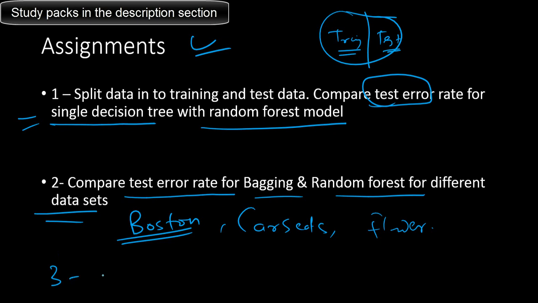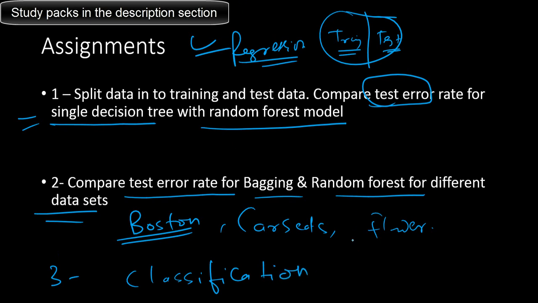The third assignment I would like to give is that we learned this for a regression problem, right? Now you do it for classification as well. Just take a data set which has a target variable as categorical or discrete data. So use a classification random forest and classification bagging and do the comparison.